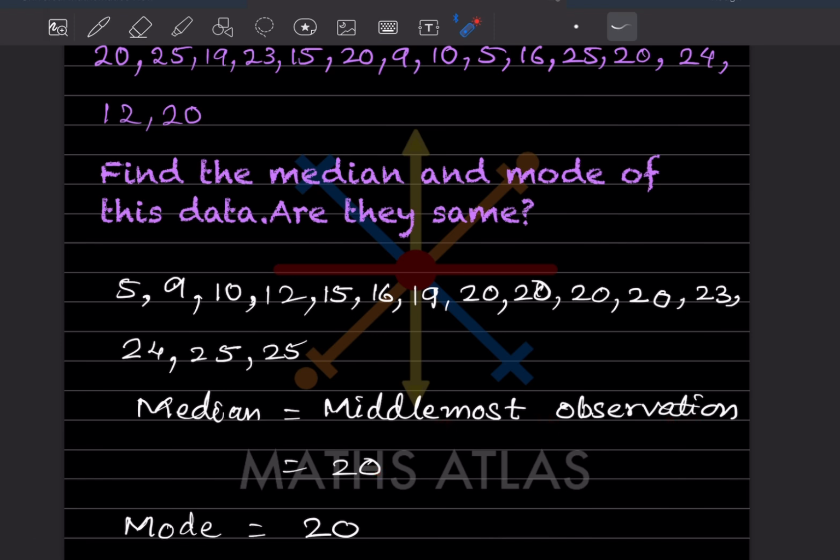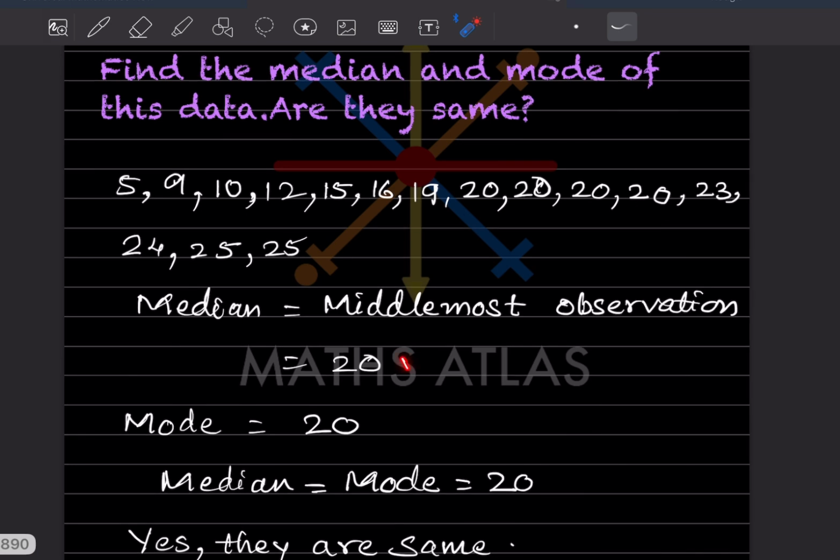And the mode. Mode means the number which is repeated. So this is the number which is repeating, that is 20. So what we can see is median and mode are both the same. So we can say median is equal to mode is equal to 20. So yes, they are the same.